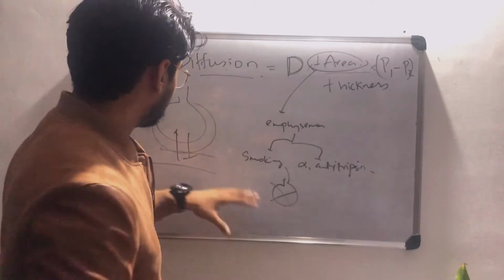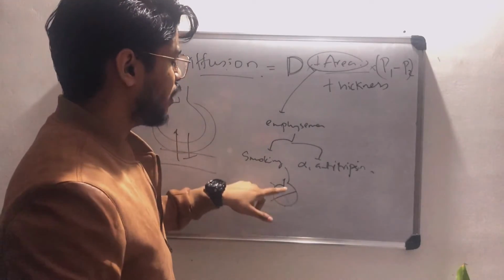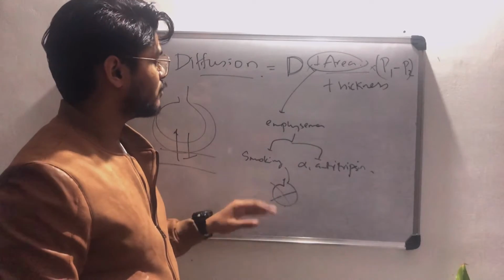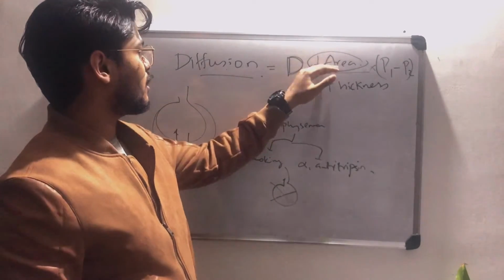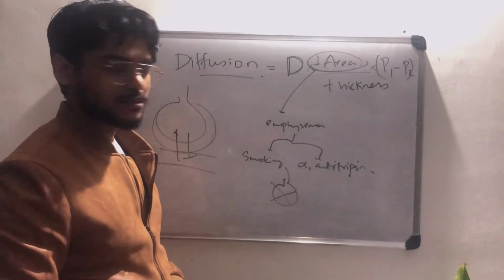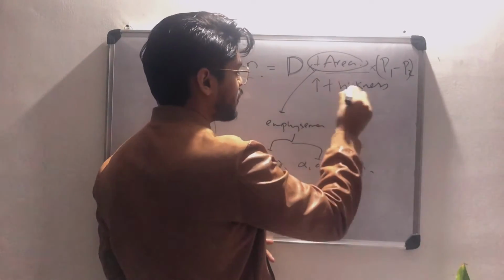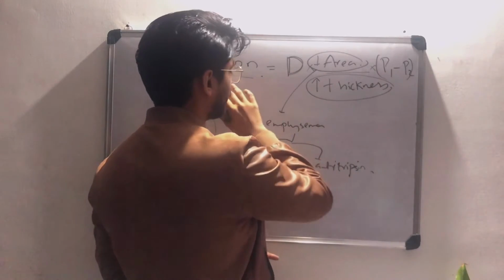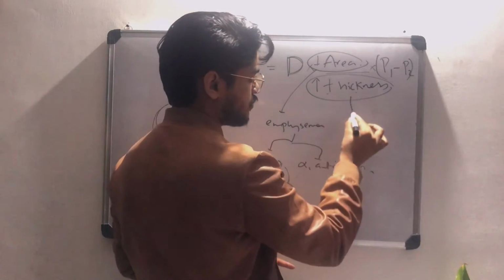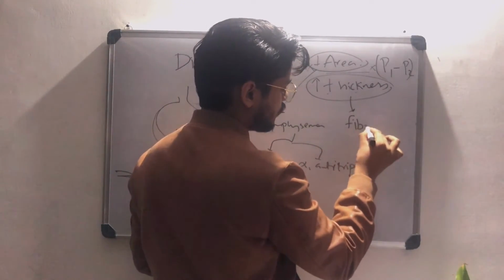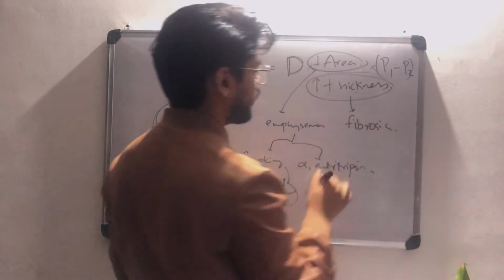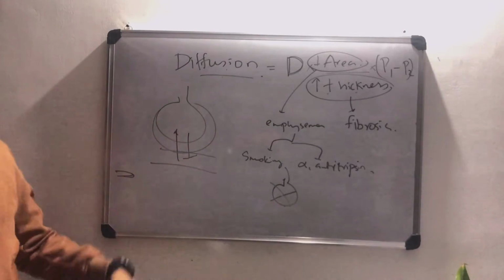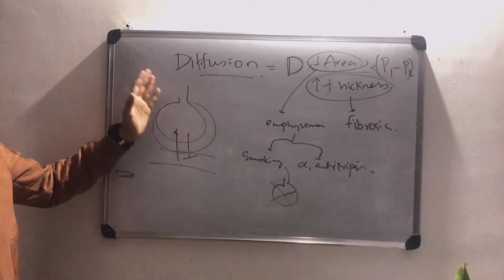That means we said alveoli is something that provides area. So if alveoli destruction happens, the area is reduced. That means emphysema decreases the area. That means diffusion is decreased. Understood? And when is the thickness increased to decrease the diffusion? To decrease diffusion, we have to increase the thickness. When is that happening? In fibrosis. Fibrosis, we know that thickness will increase. So therefore, the diffusion will be decreased. So there are two conditions which we have mentioned here.